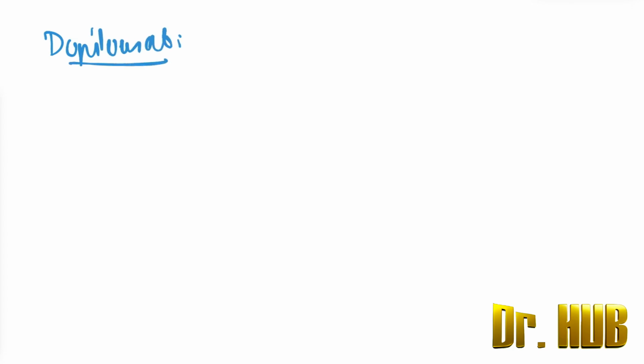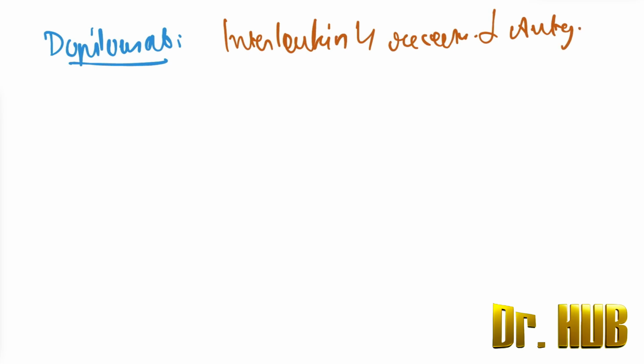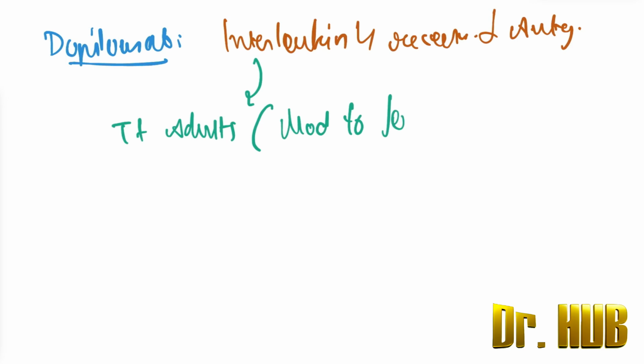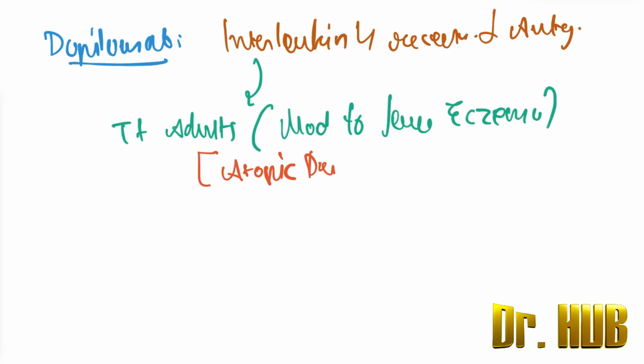So dupilumab is an interleukin 4 receptor alpha antagonist, and it is used to treat adults with moderate to severe eczema, that is atopic dermatitis. Then we look at brodalumab.